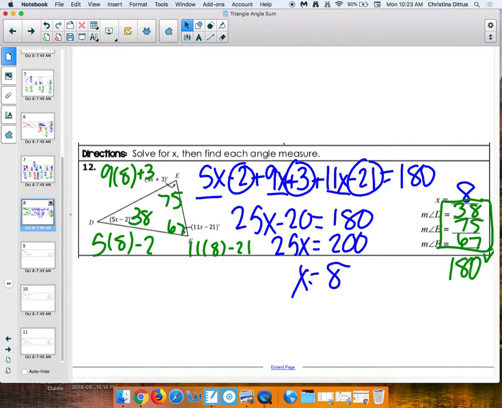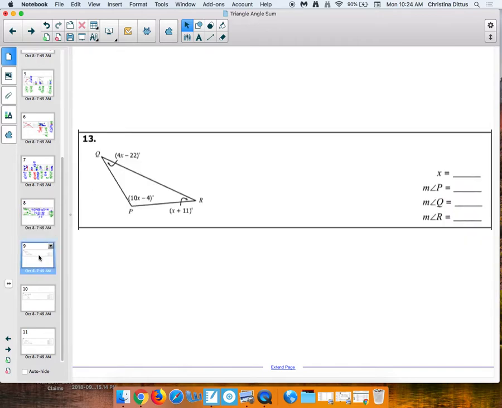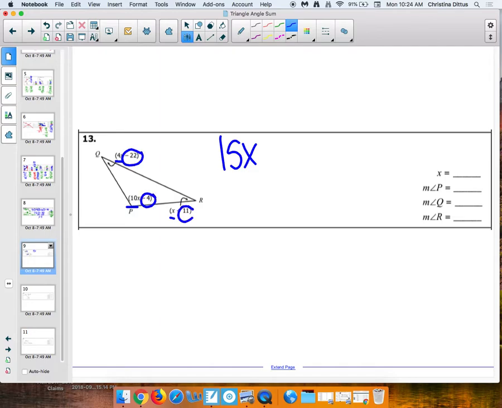No? Okay. Number 13. We're going to try to add it a simple way. Let's combine like terms first. If I have 10x, 4x, and x, how much total x do I have? 15x. I have a negative 22, a negative 4, and a plus 11. I got negative 15.